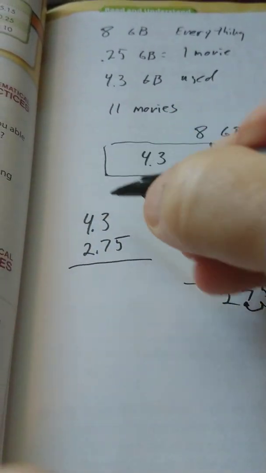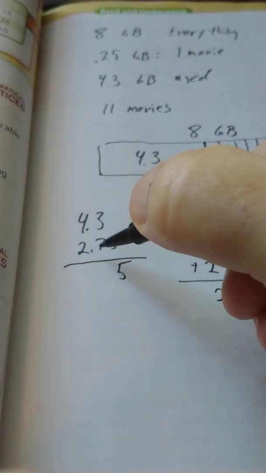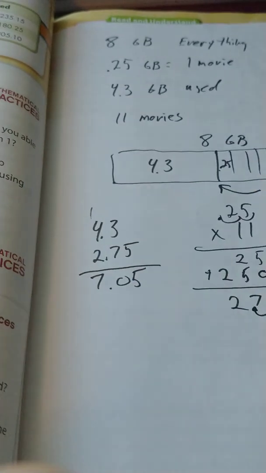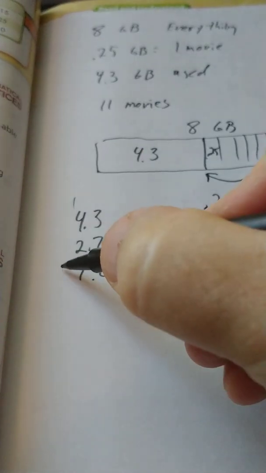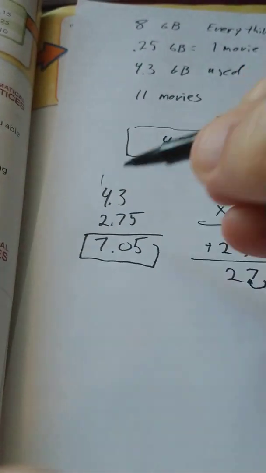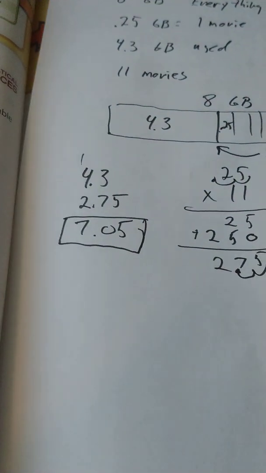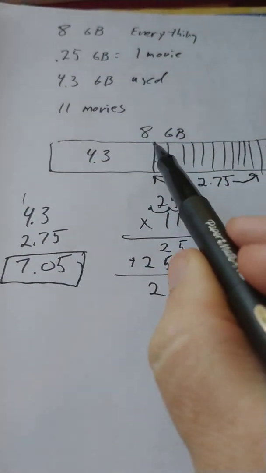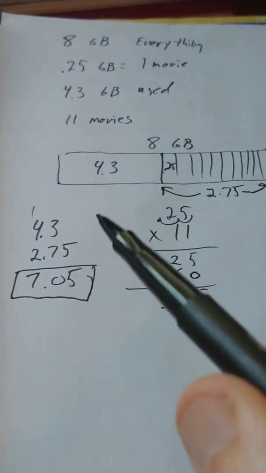2.75. Nothing plus 5 is 5. 3 plus 7 is 10. That's going to be 7. All right, so now she has used 7.05 gigabytes. How much is on the entire card? It is 8. So if I do the 8 minus the 7.05, I got it.